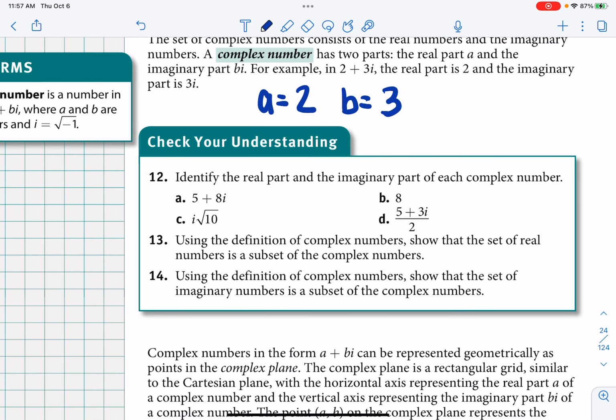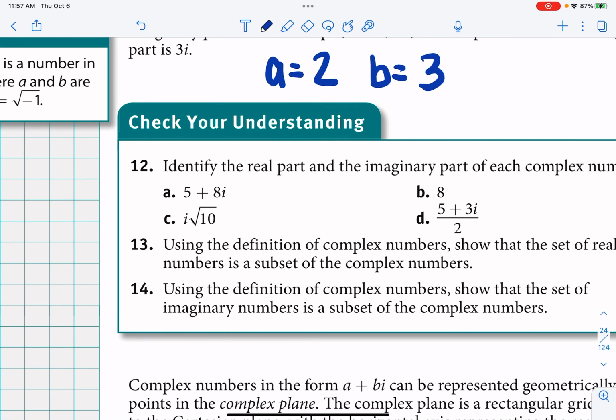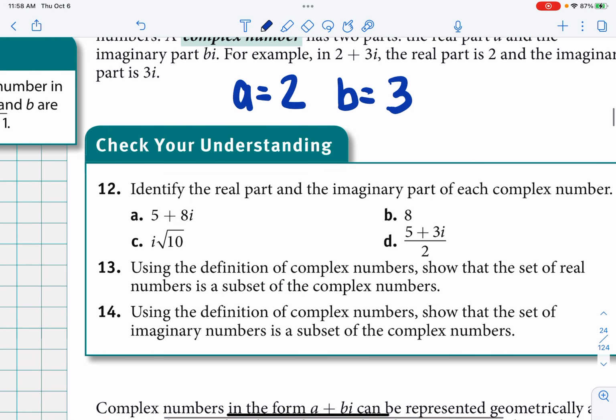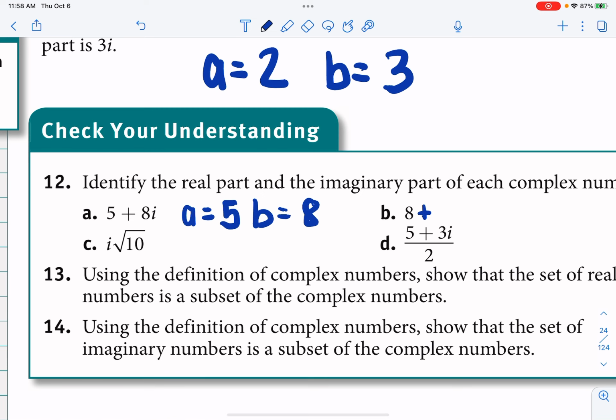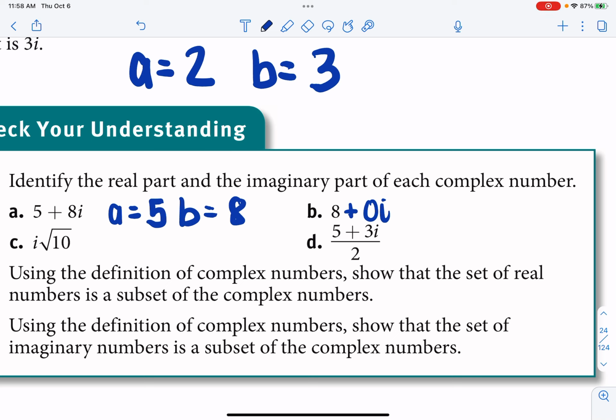Really quick, we're going to jump to number 12. I'm going to tell you what a and b are in this case. For a, a would be 5, and then b would be 8. For b, here's the deal: if you do not see an imaginary part, you have nothing. That means you can add 0i. 8 plus 0i is the same thing as 8. So in this case, a would be 8 and b would be 0.